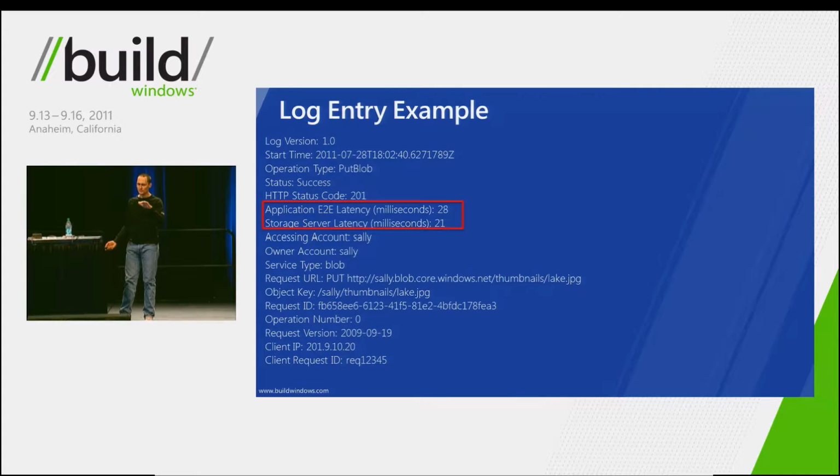Now I'll go through what these two mean in a couple slides. We also know what client IP the request came from. And you also notice a thing called the client request ID. What this means is this is a string that you define with your application and pass in with your request. And we just started supporting this about a month ago. So you can pass in this string with each request, and we will put it into the log record.